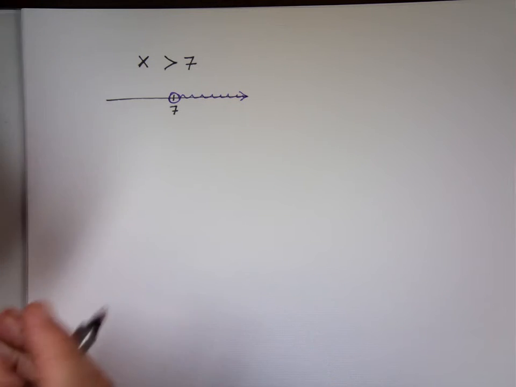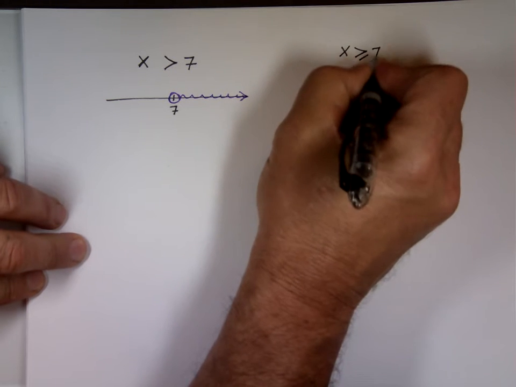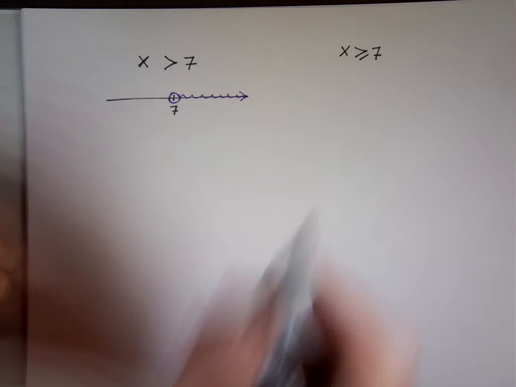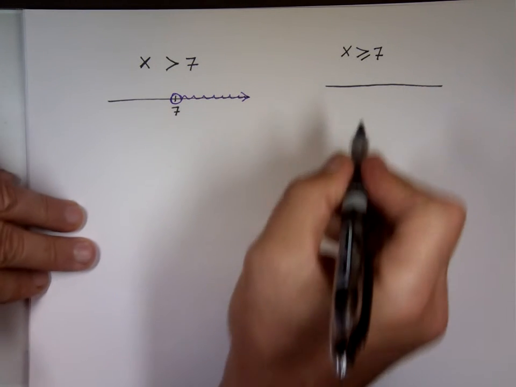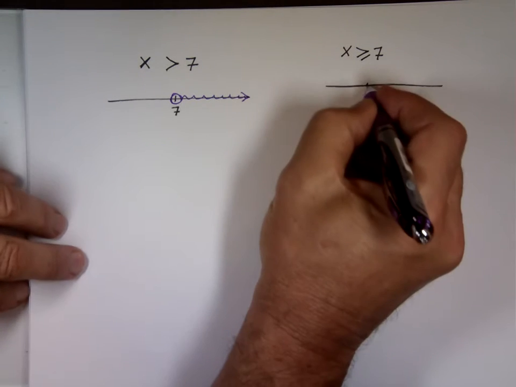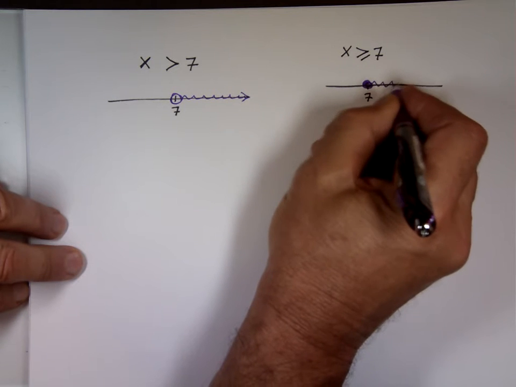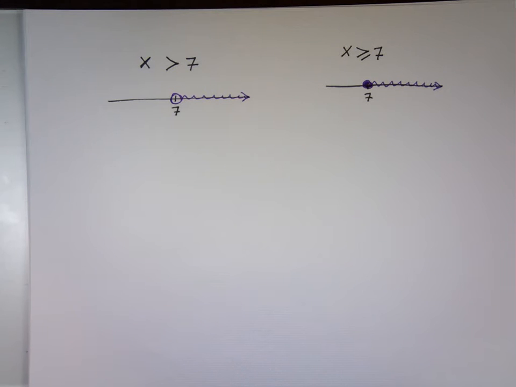Again, the difference between that and this one. This one, is the 7 included? Yes. So the way we write the 7 included, what do we do? It's not an open circle, it's a closed circle. We color the inside of it, and we go to the right. So that's how you indicate the value is included or not.